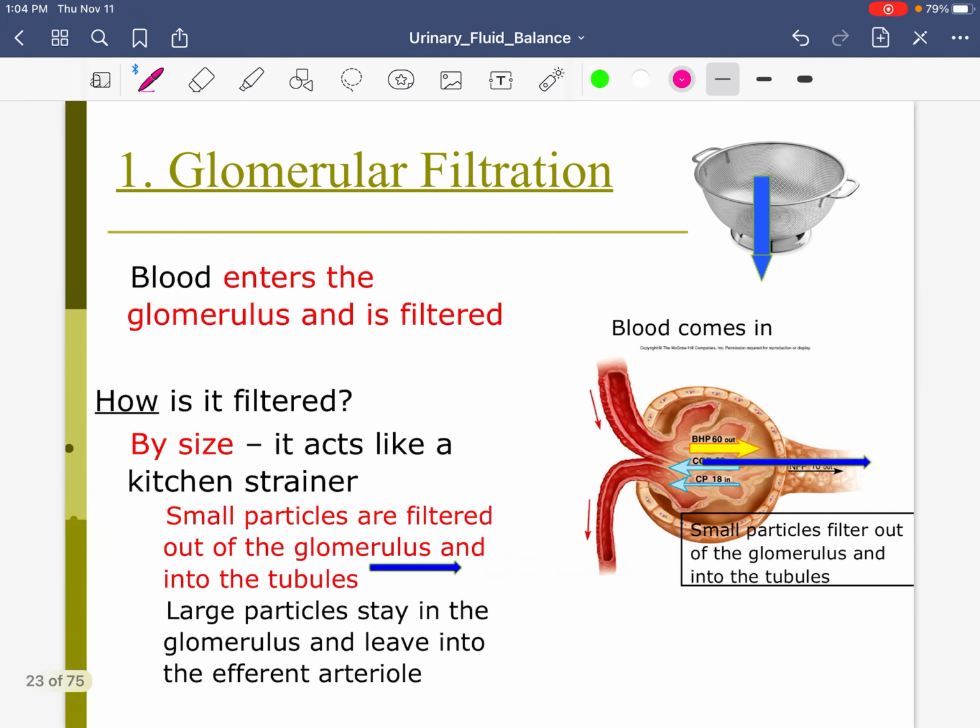Pause for general effect. So these next couple slides are just going through the same things that I just said. Okay? So here we have glomerular filtration step number 1. Blood comes in and it's filtered. It's filtered by size, much like a strainer. So we can bring some things in, whatever is small enough will filter out, but whatever is too big will stay.